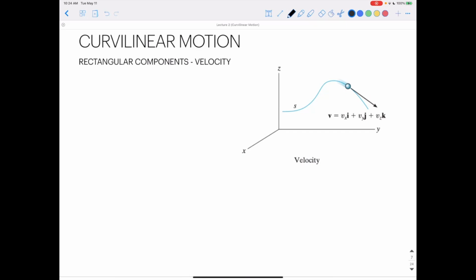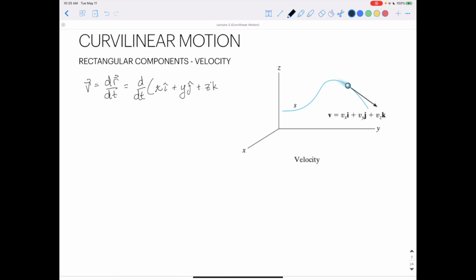You can essentially do the exact same analysis again with velocity. So let's start with our definition of velocity. We said that velocity was equal to the time derivative dr/dt. We've written our position vector as components x, y, and z. So let's substitute that in. We get the time derivative d/dt of our position vector. So our position vector was x i hat plus y j hat plus z k hat.